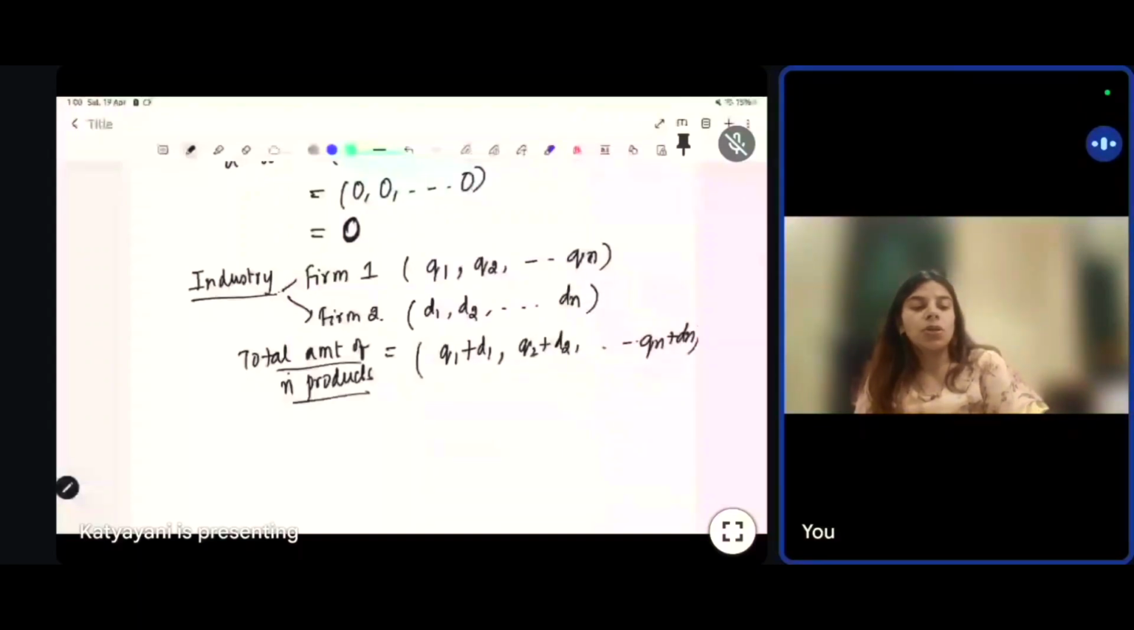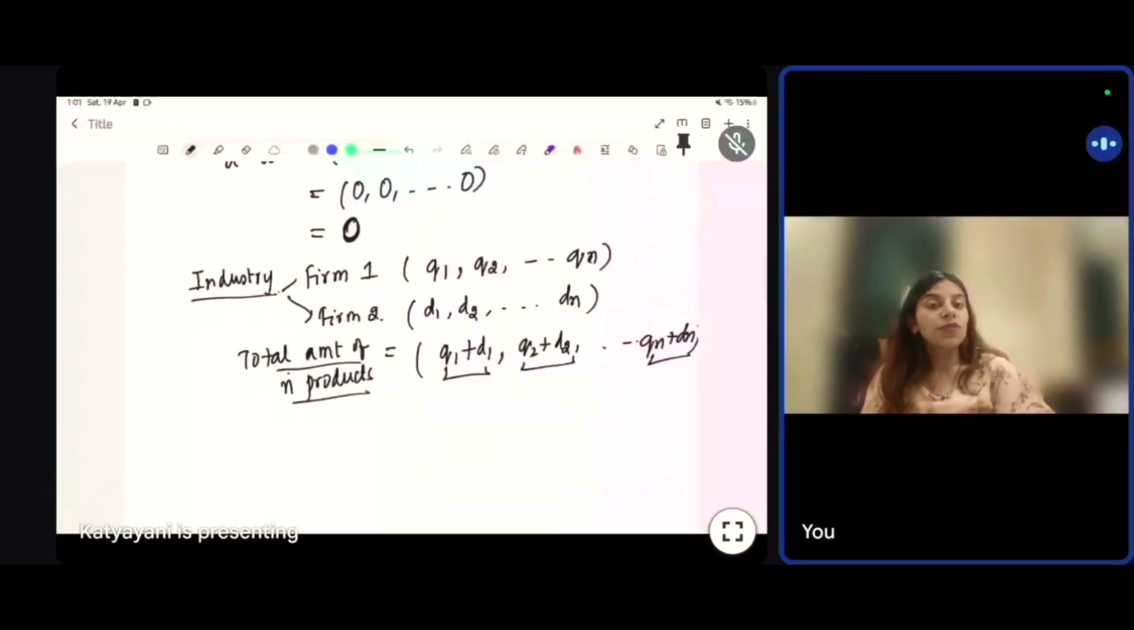So what is this first component? q1 plus d1 is the total output of the first type of good. Then what is the total output of the second type of good produced by both the firms? Then qn plus dn is the total output of the nth good produced by both the firms, right? So whenever you have to find out such things, you can take help of vector addition. This is how you can visualize it in an economic scenario.